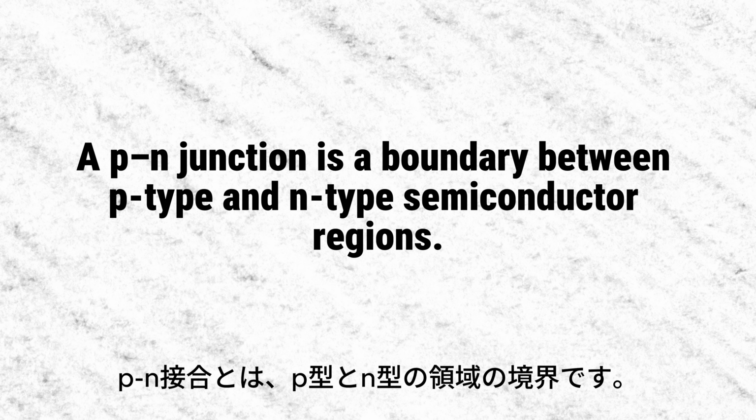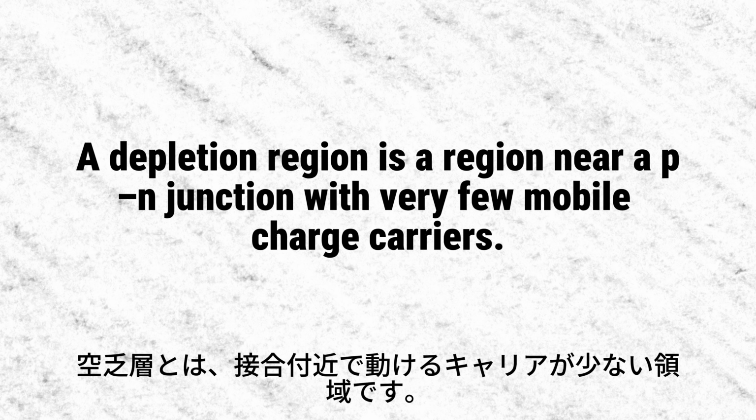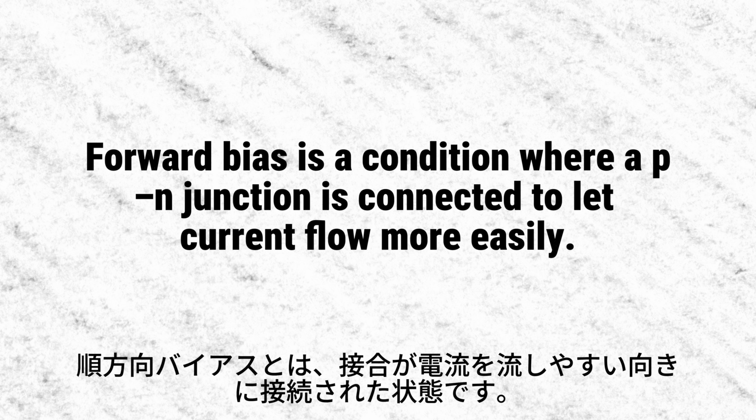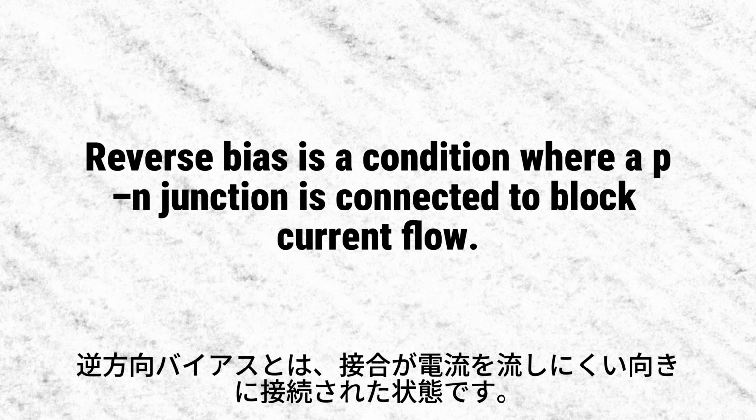A p-n junction is a boundary between P-type and N-type semiconductor regions. A depletion region is a region near a p-n junction with very few mobile charge carriers. Forward bias is a condition where a p-n junction is connected to let current flow more easily. Reverse bias is a condition where a p-n junction is connected to block current flow.